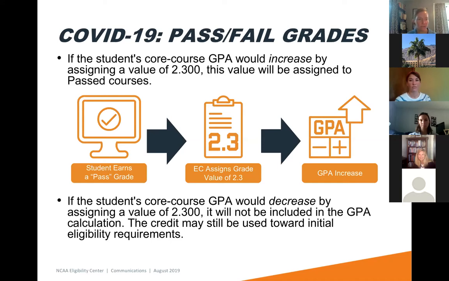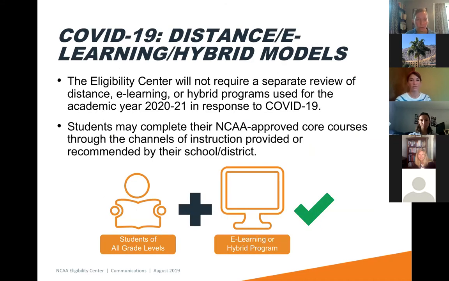And then on the next slide, we'll talk about the final component here, which is probably the most applicable to our topics today. So we've talked about all these requirements for how we review non-traditional core courses, but in response to COVID-19, one of the things that we are not doing is requiring a separate review of programs that are used in response to COVID-19. So for example, let's just play out a scenario so you can understand how it would be impossible basically to review these programs.